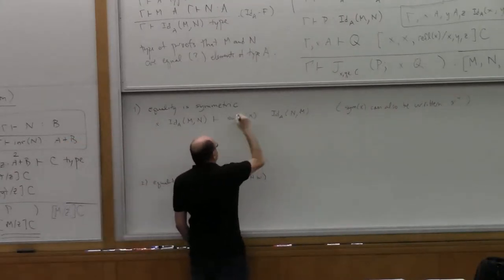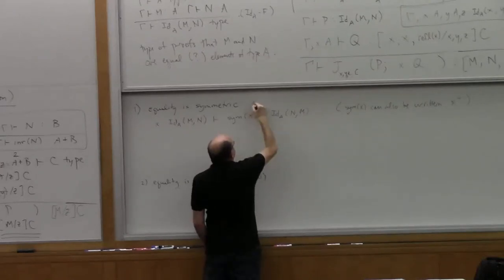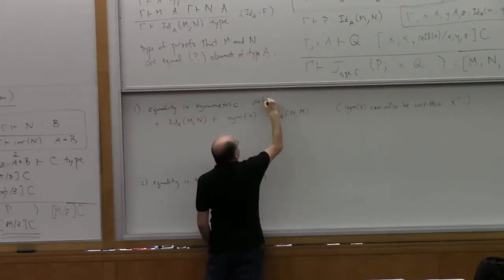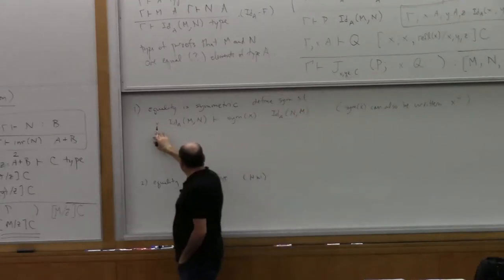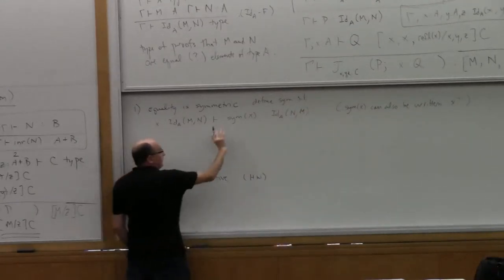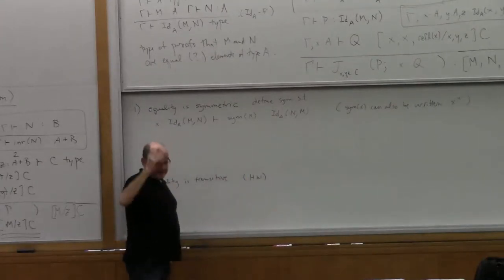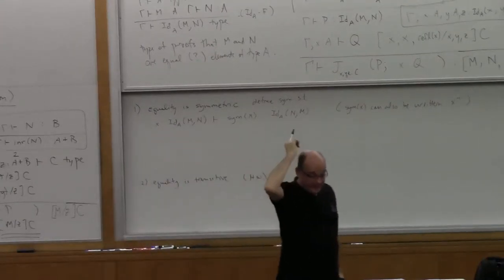So we're going to define sim such that this is the case. For any proof of m equal to n, it turns it around and gives you a proof that n is equal to m. And how are we going to do this?